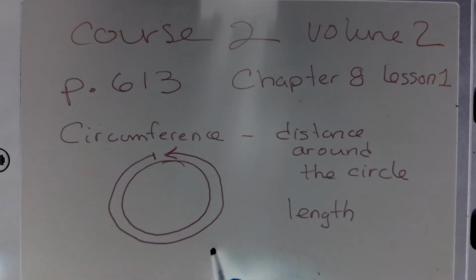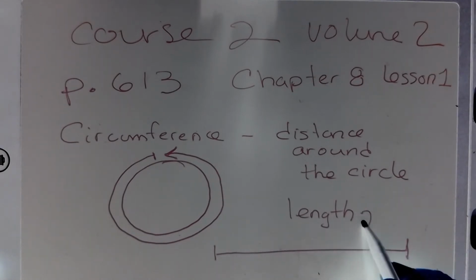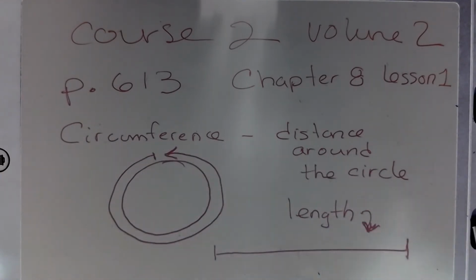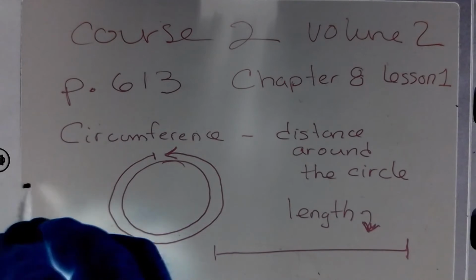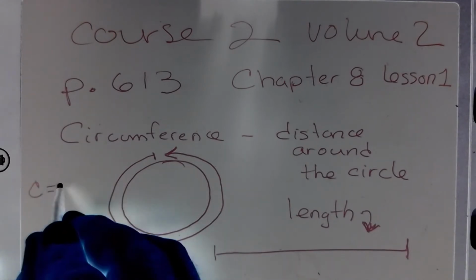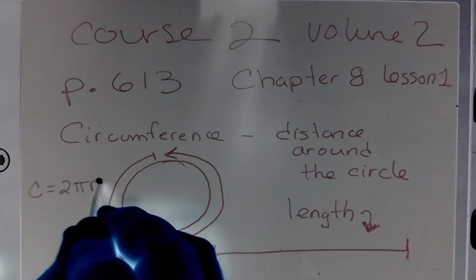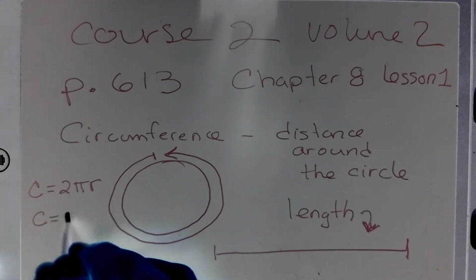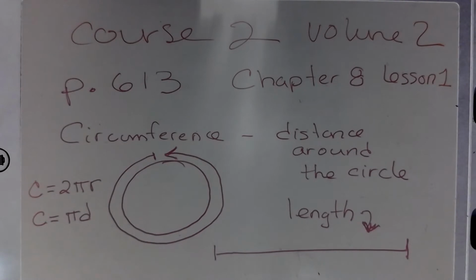Let's say we have this length over here, but instead this circle is unwound to give you this length over here. So for circumference, there is a specific formula, which is circumference is equal to 2 pi r, or you could also use circumference is equal to pi d.